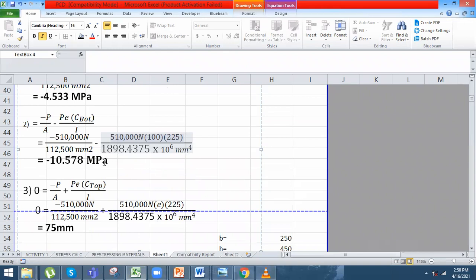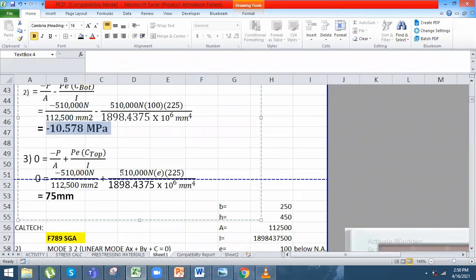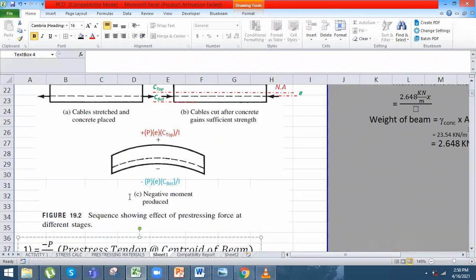So we could generate the answer, which is sigma C-bot, that is negative 10.578 megapascal. Okay, for more questions, I will accommodate your questions later after the presentation. Okay, so number 3.